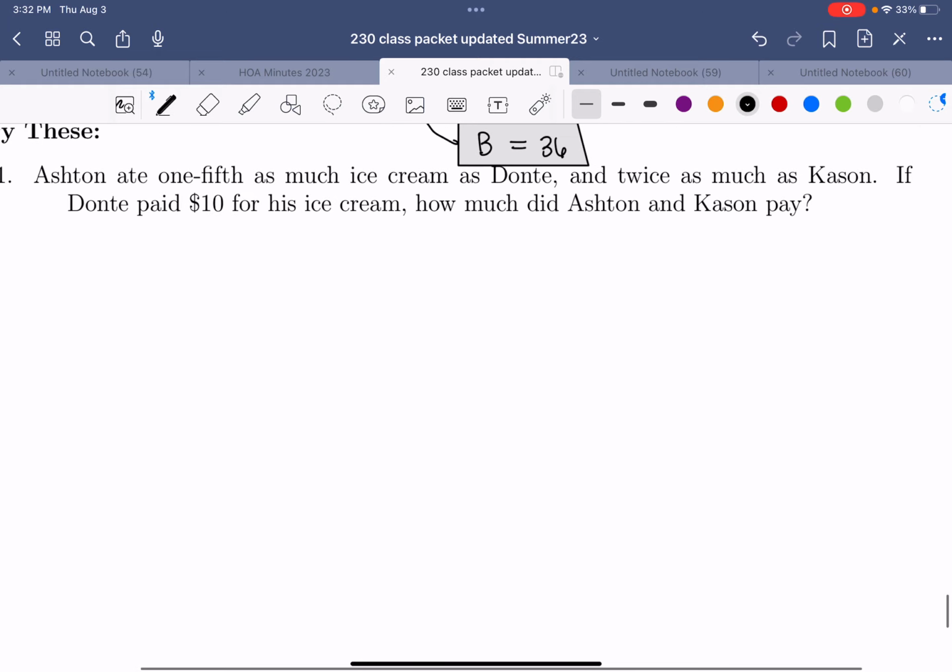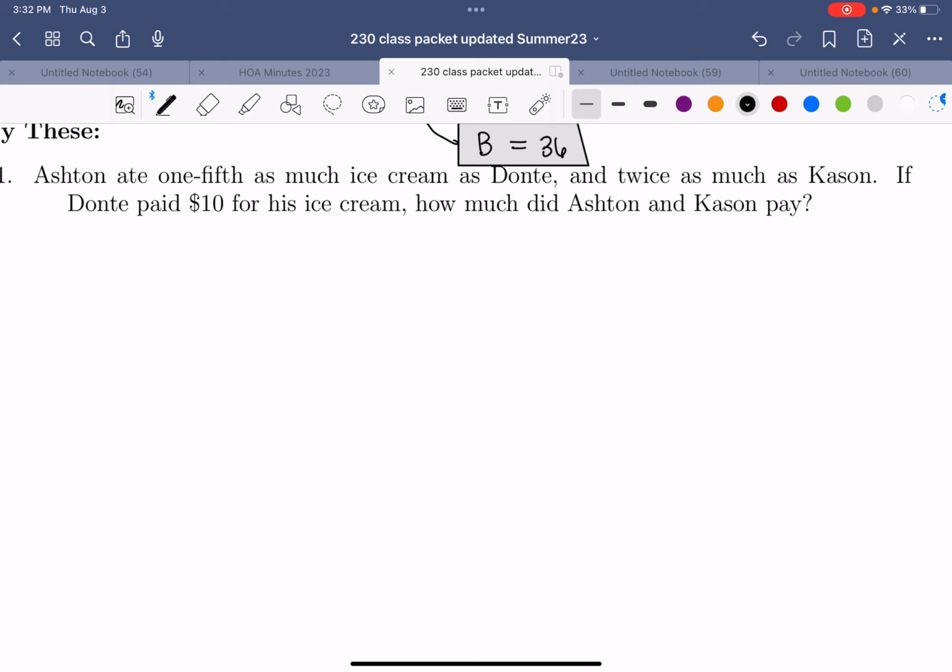So Ashton ate 1/5 as much ice cream as Dante, twice as much as Kaysen. If Dante paid $10 for his ice cream, how much did Ashton and Kaysen pay? All right, so again, I'm just going to use capital letters, their first letters, D, A, and K here as my variables. So I'm not even going to write that down for you. We can, absolutely, I like it when you write down your variables, but you don't have to in this case because it's going to be obvious what's D, A, and K.